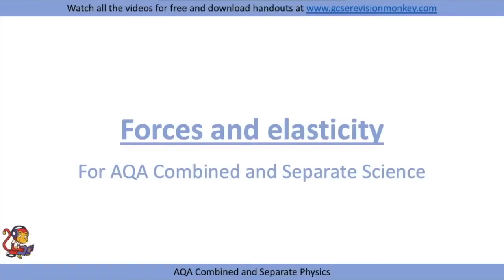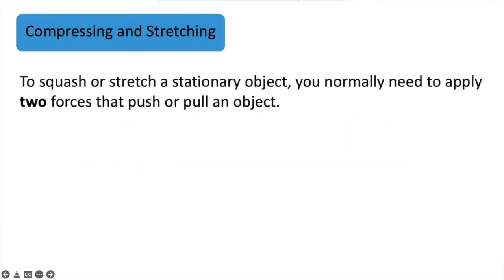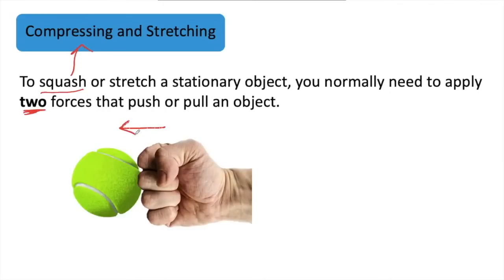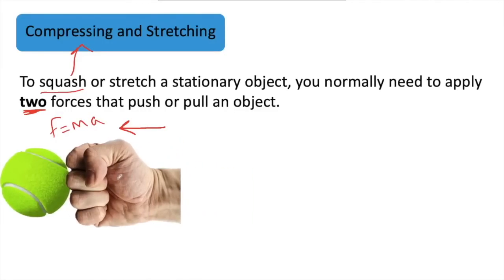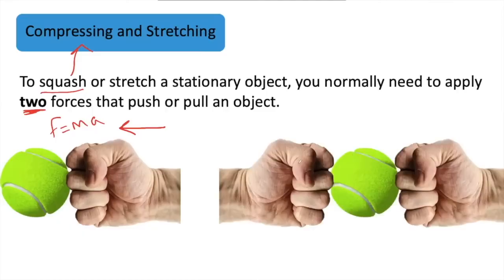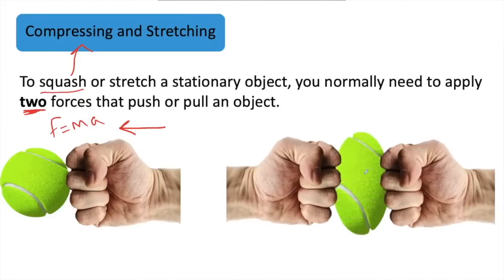Forces and elasticity. To squash or stretch a stationary object, you need to apply forces that push or pull the object. The other word for squash is to compress. So you need two forces, because otherwise if you just had one force applying against the object, that would cause the object to accelerate in the direction of the force, because of force equals mass times acceleration. However, if you have two forces, that can, in the case that we're going to do, cause the object to compress, or equally, if they were pulling, you could cause the object to stretch.